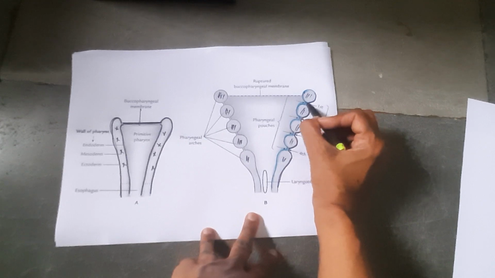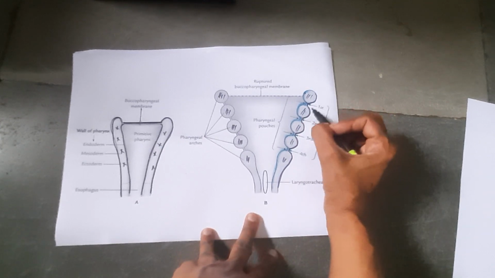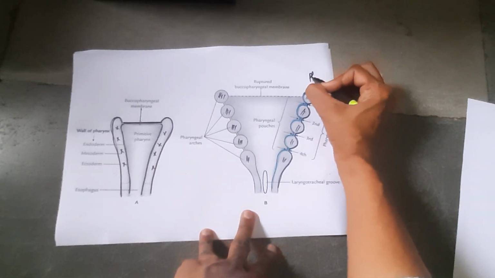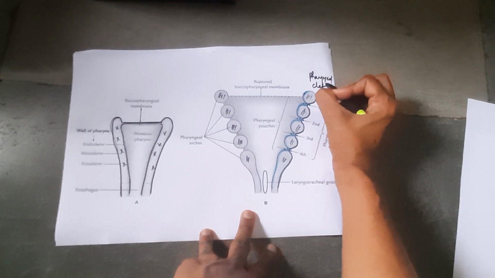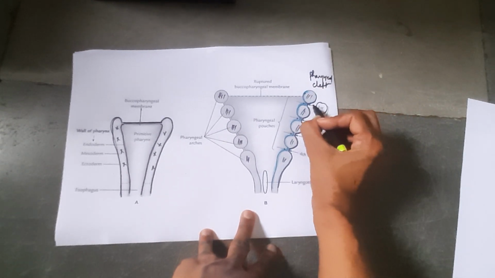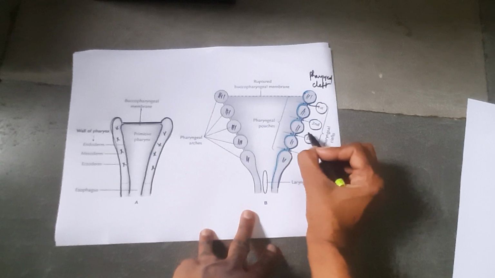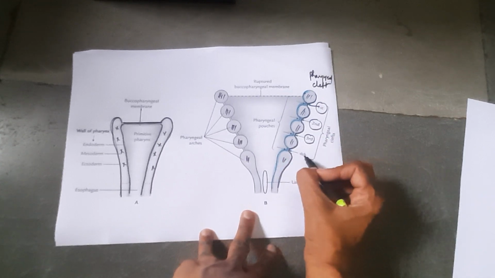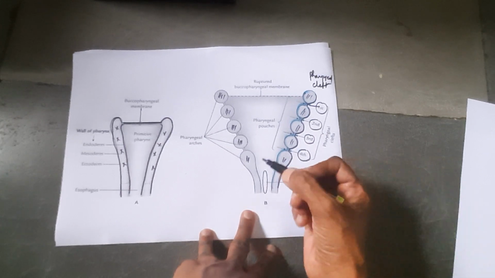So inward pouching of the ectodermal lining between the arches is known as the pharyngeal cleft. They are four in number: one between the first and second arch, second between the second and third arch, third between the third and fourth arch, and fourth between the fourth and sixth arch.